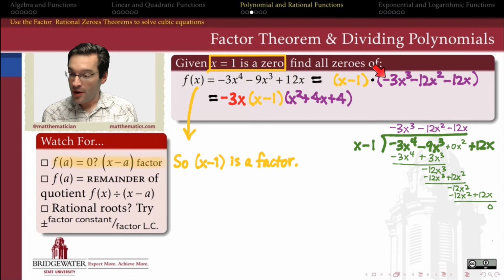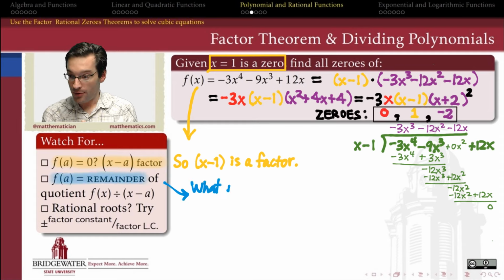I can continue by factoring this quotient further. It has a greatest common factor of minus 3x that I can bring out. Then it leaves x squared plus 4x plus 4. That's a quadratic trinomial that I can factor as x plus 2 times x plus 2. And now that I've completely factored this polynomial, I see what all 3 of its zeros are: 0, 2, and negative 2. But division can do more than just factor for us.